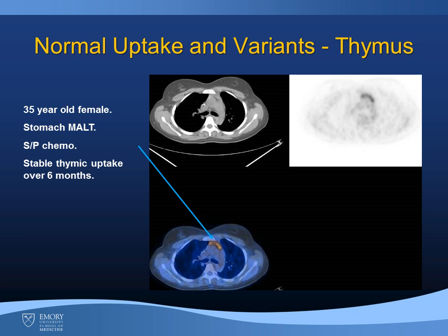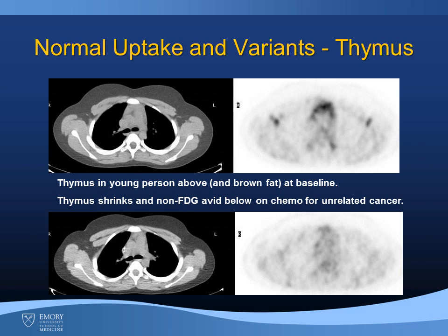There's a 35-year-old who is status post-chemotherapy for stomach MALT, and we could see a little thymic hyperplasia, and this was stable over 6 months, had nothing to do with the lymphoma. Now, this is an interesting case of a baseline appearance of thymus in a young person. There's also a little brown fat. During chemotherapy, we could see the thymus shrinking, both on the CT and with decreased activity on the PET.